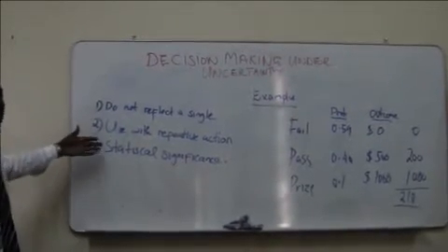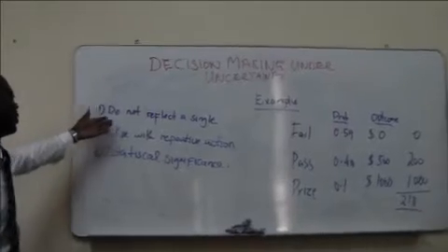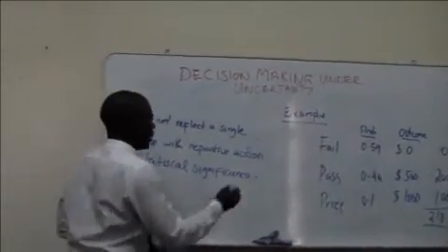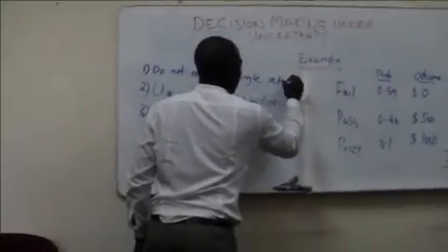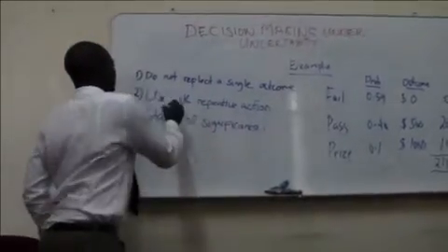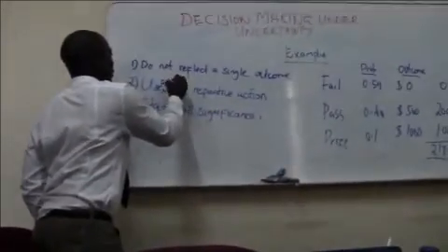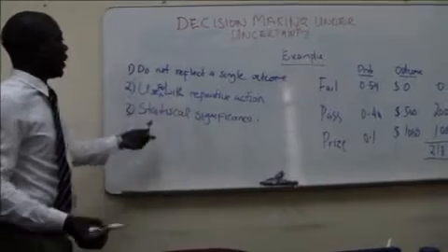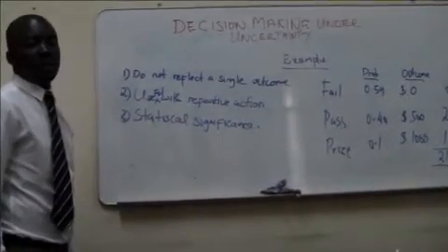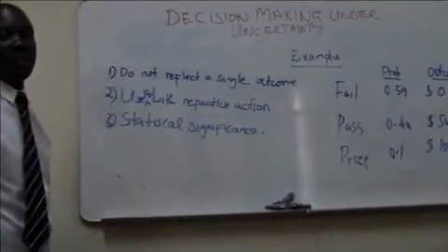These are some of the points you can put up when you're using expected values. Number one, they do not reflect a single outcome. They're mainly useful with repetitive action, and finally they are of statistical significance, so to say.